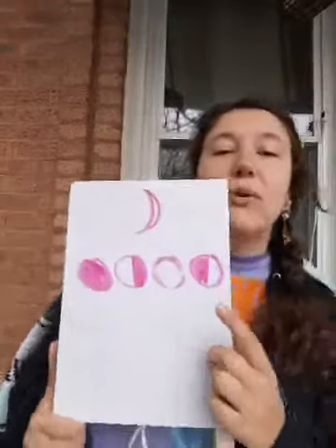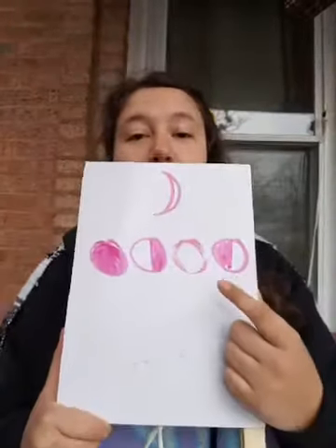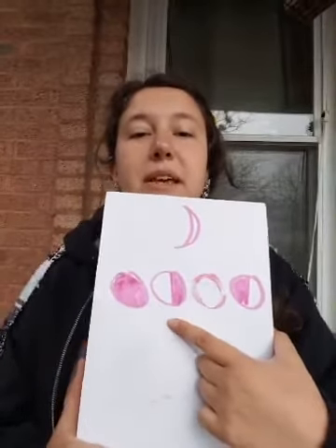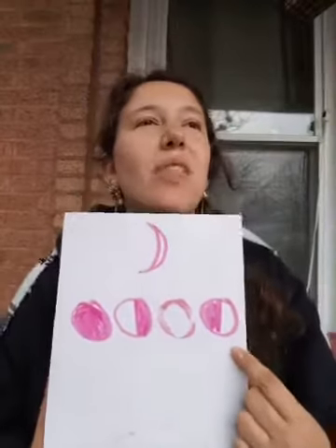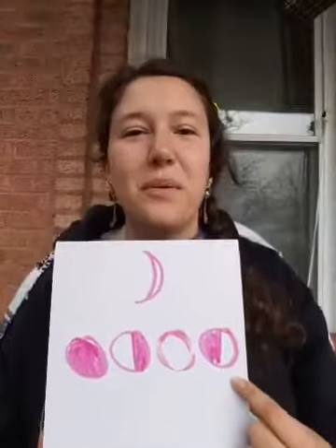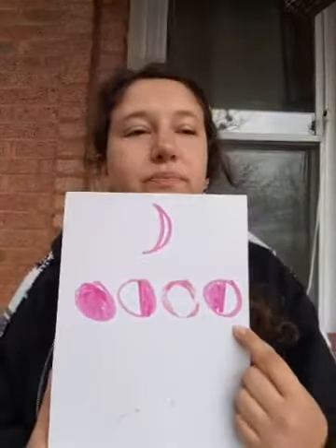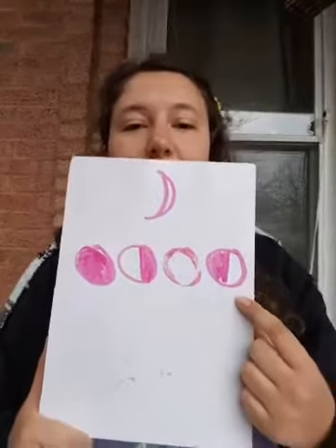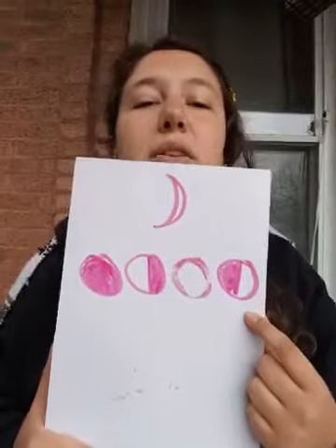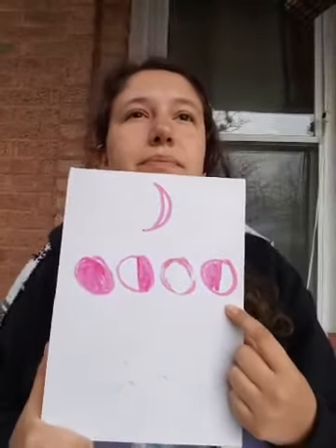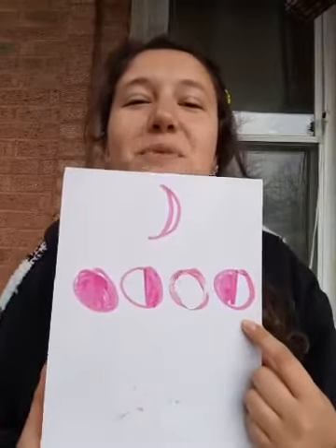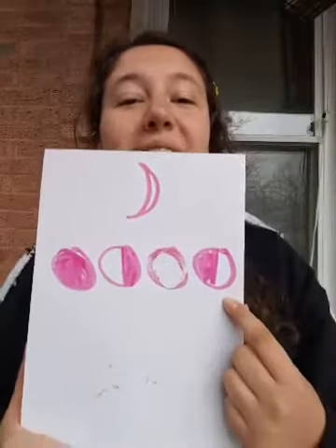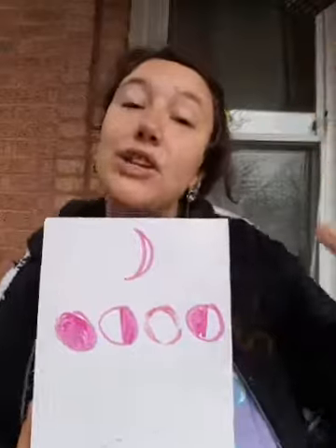Okay, so from what you guys are seeing, it is a little difficult to tell, but this is supposed to be this one. This is the waning crescent. So the waning crescent... waxing. This is the waxing crescent. It is reversed. The waxing crescent is building up into the full moon.